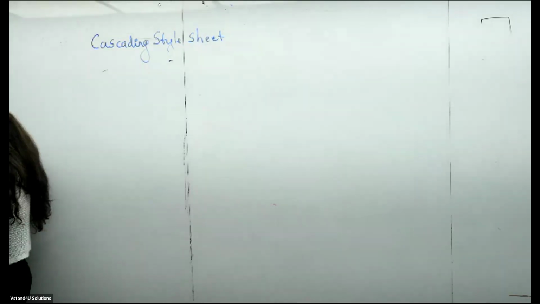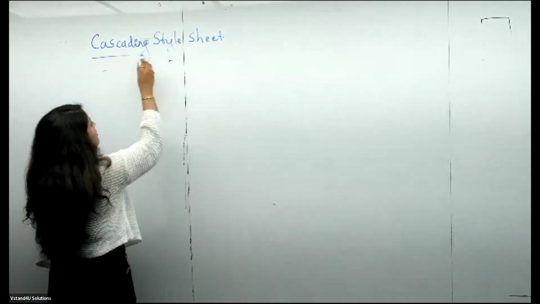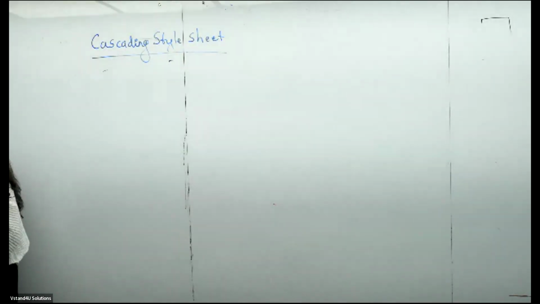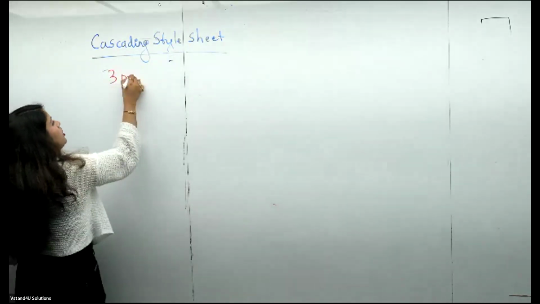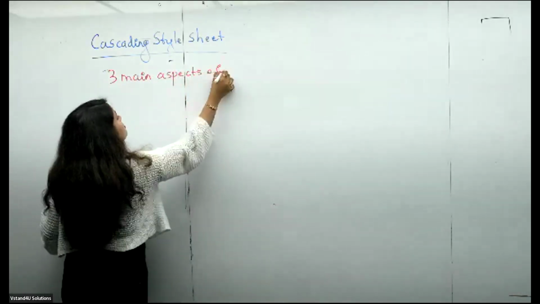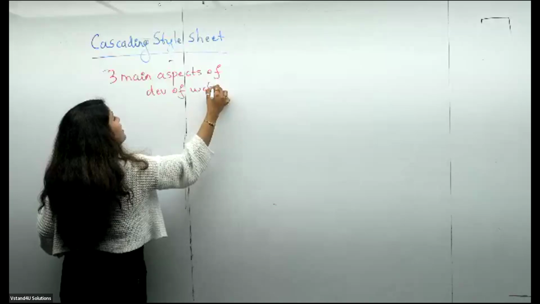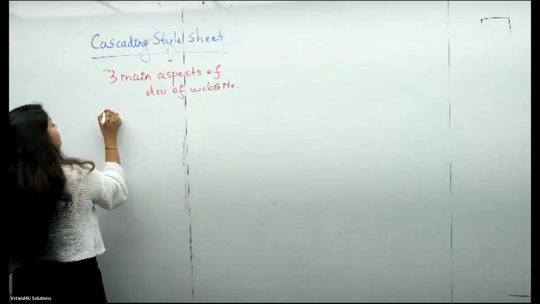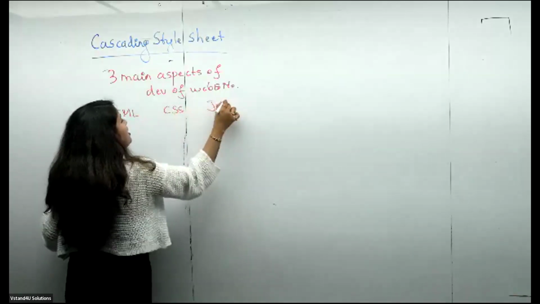Yes, okay. What is the very first topic? That is nothing but cascading style sheet. What is cascading style sheet? First of all, let me revise a bit. So can you tell me what are the three main aspects in the development of website? It is nothing but HTML, CSS, and JavaScript.